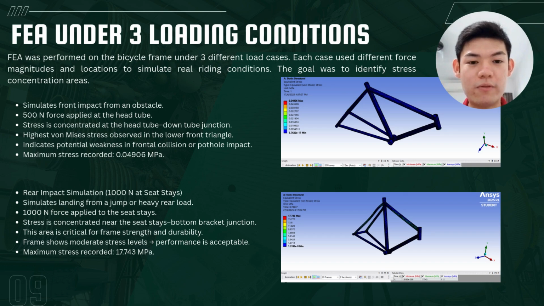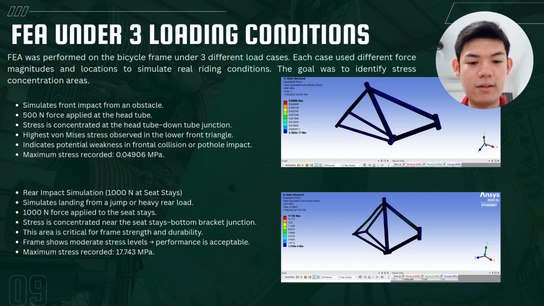From Figure 1, you can see this is the first loading condition. It simulates a front impact from an obstacle. We apply 500 Newton force at the head tube, and the stress is concentrated at the head tube and down tube junction. The highest von Mises stress is observed in the lower front triangle. This indicates potential weakness in frontal collision or pothole impact. The maximum stress recorded is 0.04906 MPa.